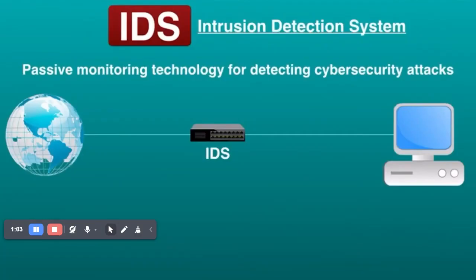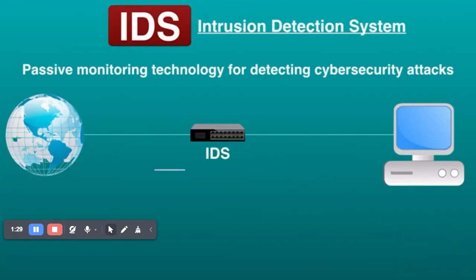So, IDS, intrusion detection system, is a passive monitoring technology for detecting cyber security attacks on a company. IDS analyzes network traffic for possible dangerous activities such as malicious attacks and violations of security protocols. If a problem is detected, IDS creates an alert that notifies the administrator to investigate the incident and take appropriate action.